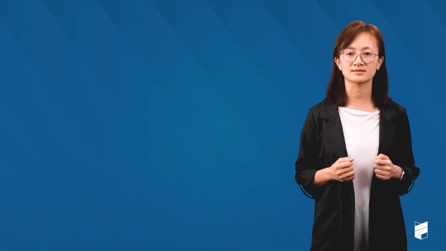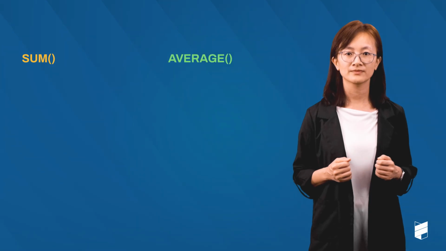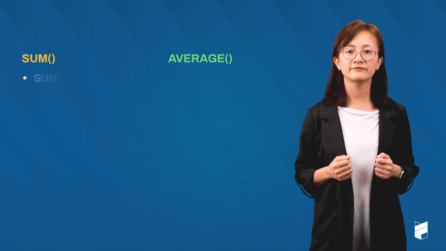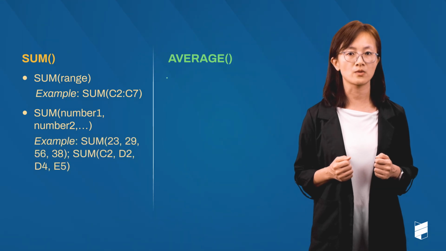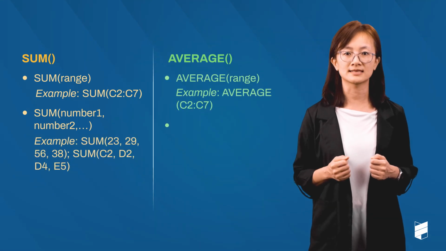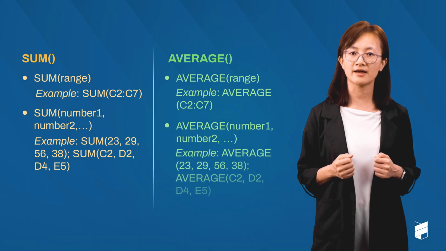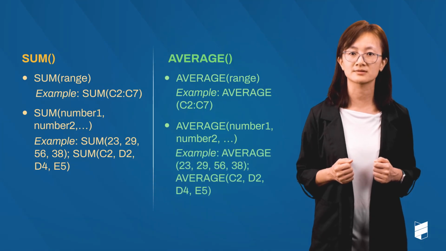You have learned two of Excel's most fundamental and powerful functions, sum and average. As you saw, the sum function allows you to add up the numbers in a range of cells, whereas the average function in Excel allows you to calculate the average of a group of values.